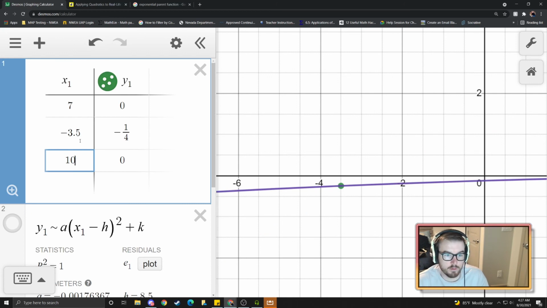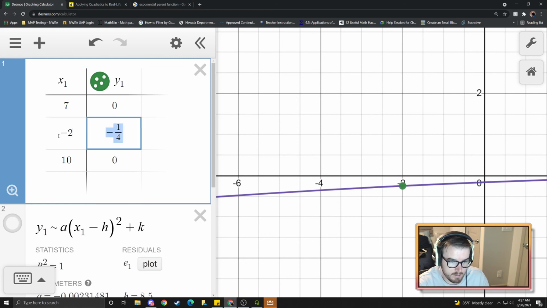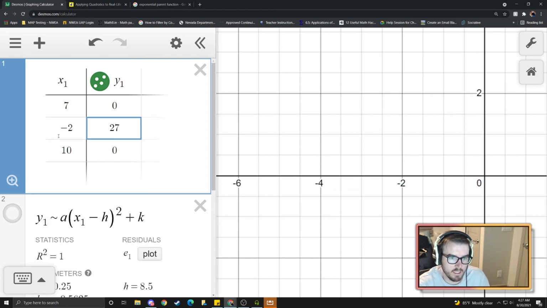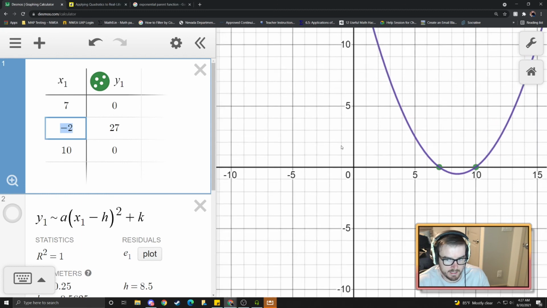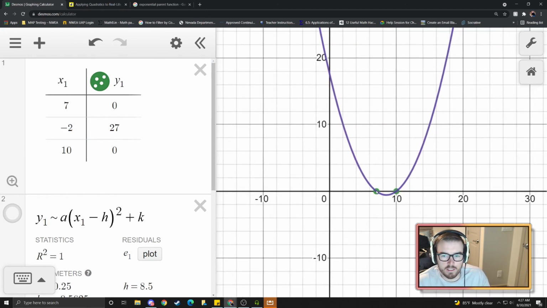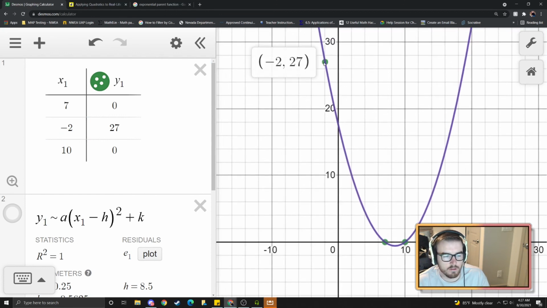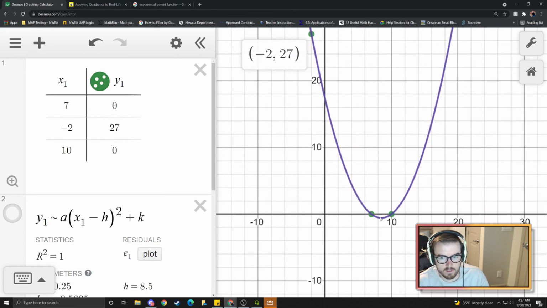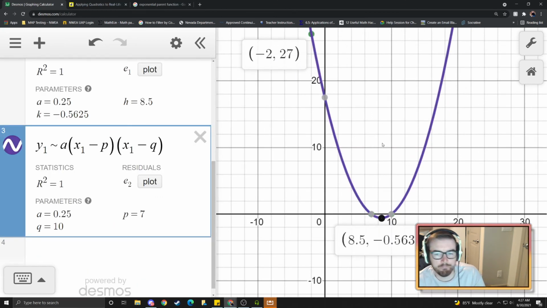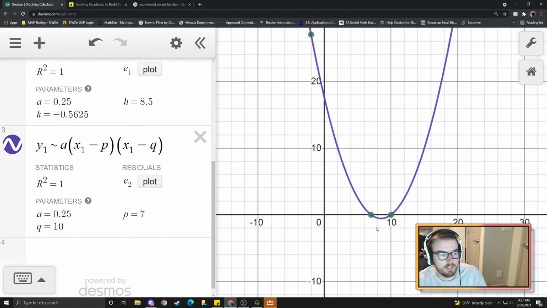So I'm going to change this to 7, 0, and change this one to 10, 0. And it passes through, not that that's the vertex. It doesn't say that that's the vertex. It just says that it simply passes through the point negative 2, 27. Okay? So be careful about assuming that that is the vertex because it does not say that. So you can see here that these are the x-intercepts and that this point is randomly up here. So the vertex is not negative 2, 27. The vertex is whatever's down here, all right? But this is accurate. We've got our two x-intercepts and our random point.